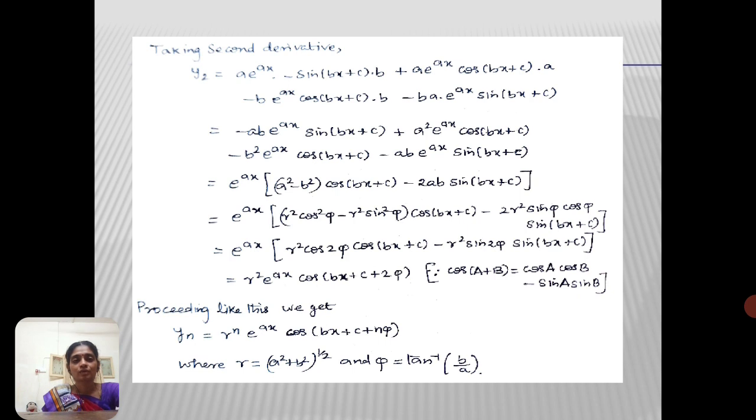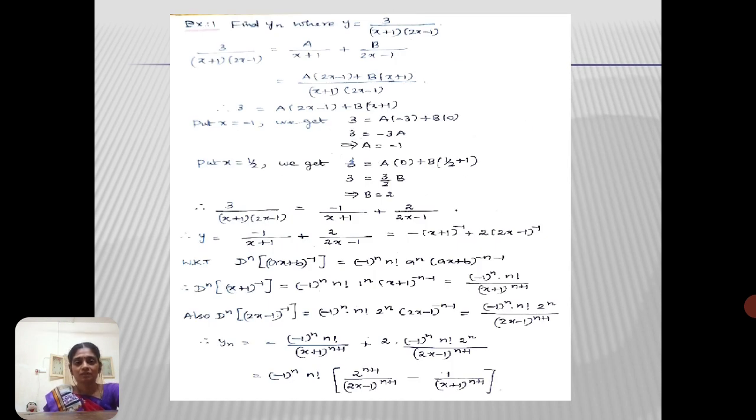Here we make use of the substitution a equal to r cos phi, b equal to r sin phi. Then we get e^(ax) into r² cos 2phi cos(bx + c) minus r² sin 2phi sin(bx + c). This is in the form cos A cos B minus sin A sin B. So we can write as r² e^(ax) cos(bx + c + 2phi). So proceeding like this, we get y_n as r^n e^(ax) cos(bx + c + n phi), where r is (a² + b²)^(1/2) and phi is tan inverse of b by a.